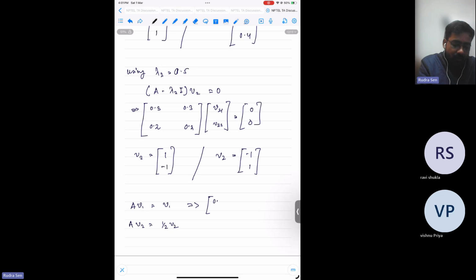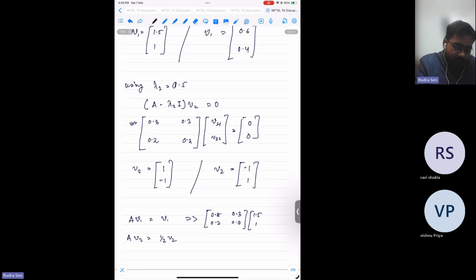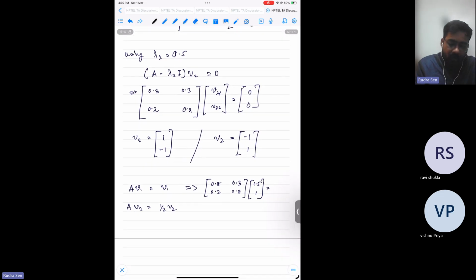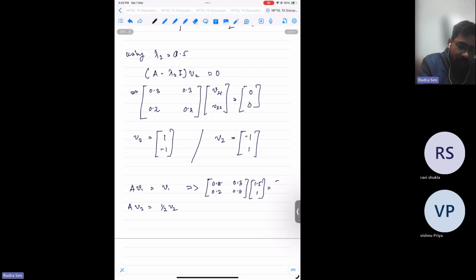So let's check whether it is happening or not. First, 1.5 and 1. So what I will get is 0.8 into 1.5 plus 0.3. It's 8 by 10 into 3 by 2, so 1.2, and 1.2 plus 0.3 is 1.5. And here, 0.3 into 1.5 plus 0.7 is 1.